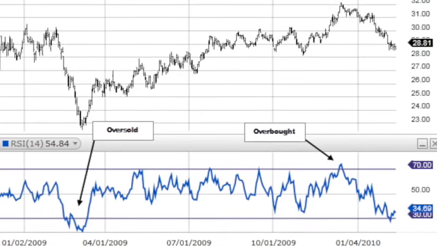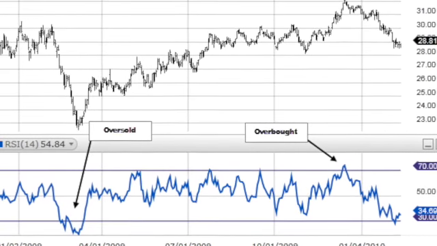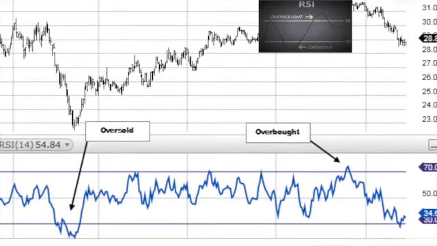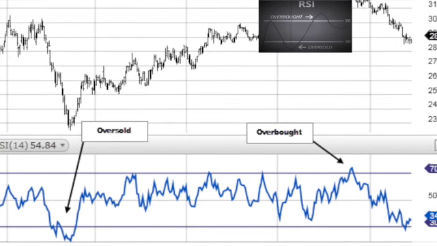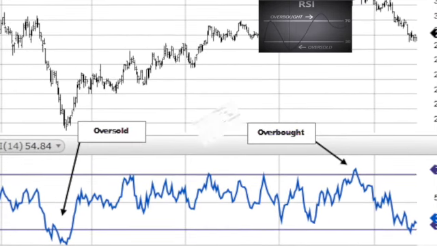Relative strength index is an indicator that measures the strength of price movement. It oscillates between values of 0 and 100, hence it is also called an oscillator.